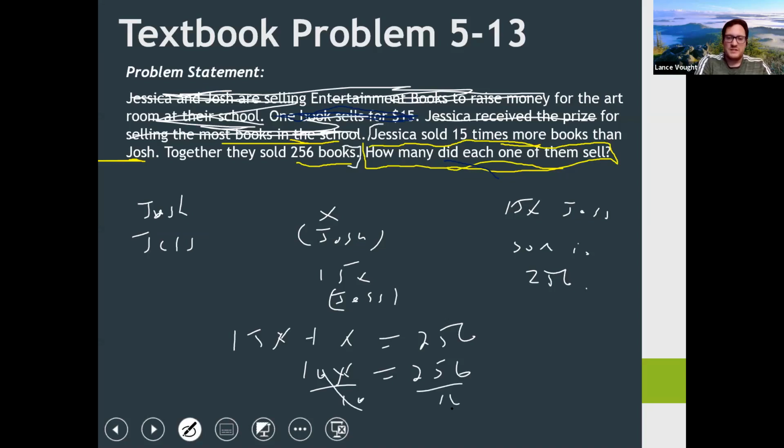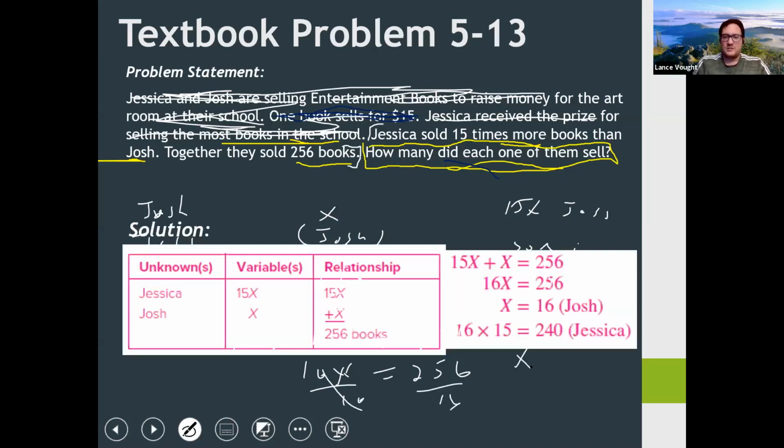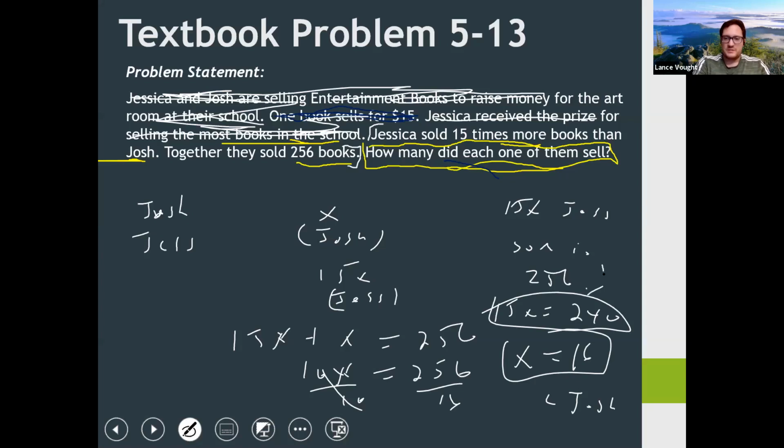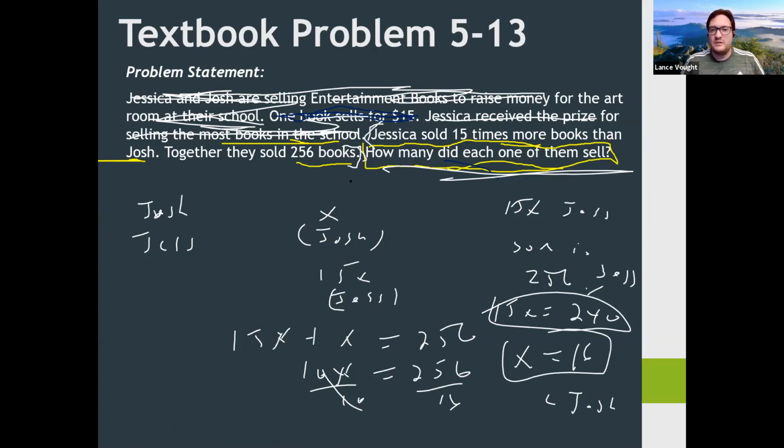Divide both sides by 16 to get X by itself. And then you end up getting X is equal to 16, because 16 squared is 256. So this is Josh. If you want to find Jessica's, you multiply times 15, which is 240. So this is Jess. Notice how in word problems, it's important to look at the call to question first, because then you might have spent 10 minutes trying to figure out where the $15 fits. It doesn't fit anywhere because it doesn't need to be there. It was literally just this part right here.